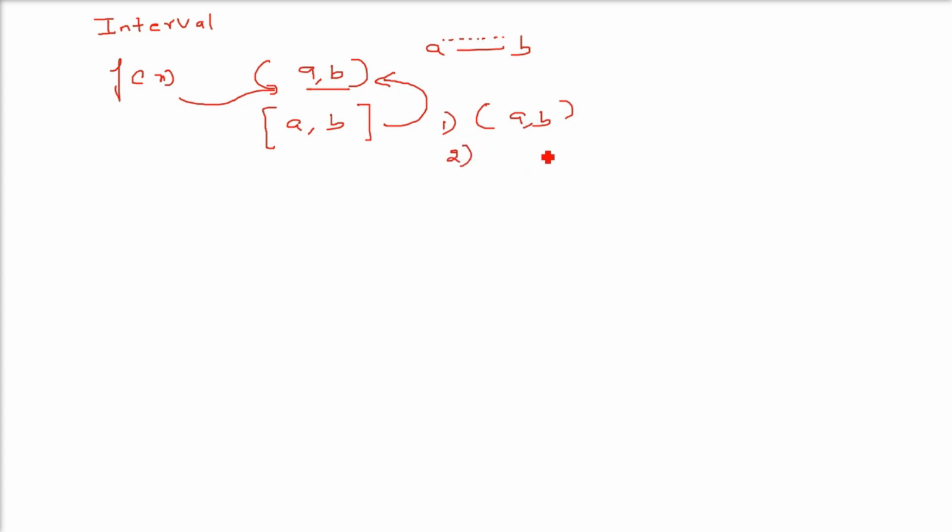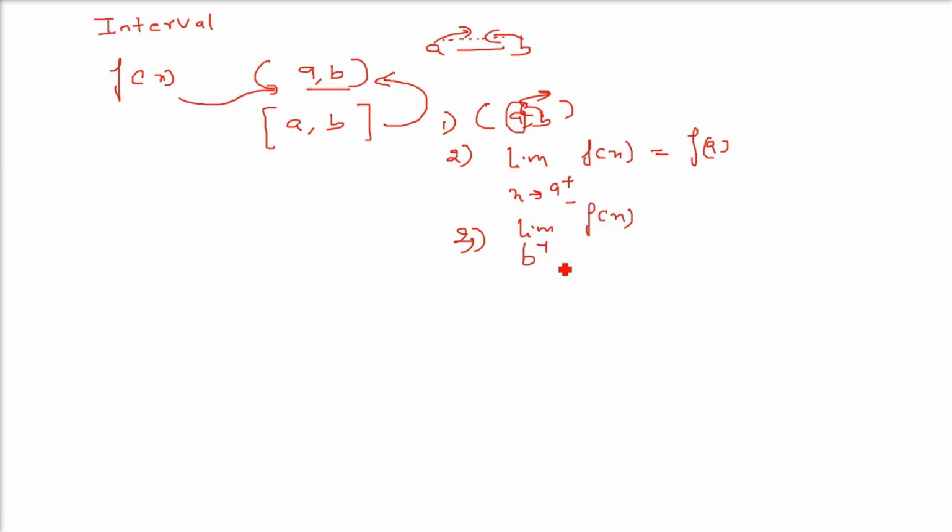The second condition is at a: the limit as x approaches a plus, that is from a and above. If you take the value of the function, it has to be f(a), the value of the function at a. So this is the second condition. The third condition is the limit at b and below, that is on the left of b. So the limit as x approaches b minus of f(x), the value of the function at x, is equal to f(b).